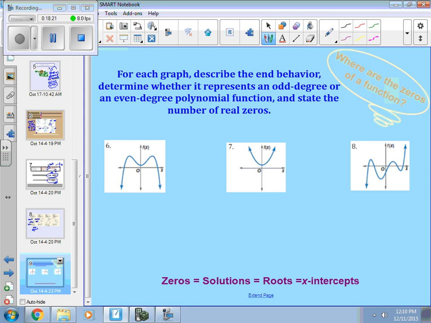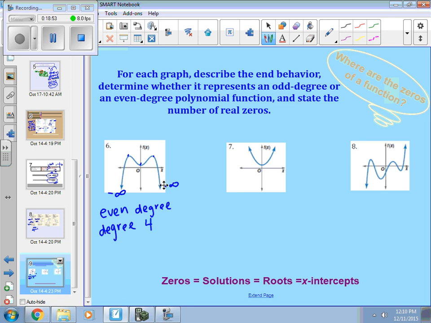So number 6, let's try to figure out, is this even or odd? Well, both ends here are going to negative infinity. If they're both going the same direction, we know this one is going to be an even degree. Let's see if we can figure out what that degree is now. There are 1, 2, 3 turns. That means the degree is going to be one more. This is going to be a degree 4, and 4 is an even number.